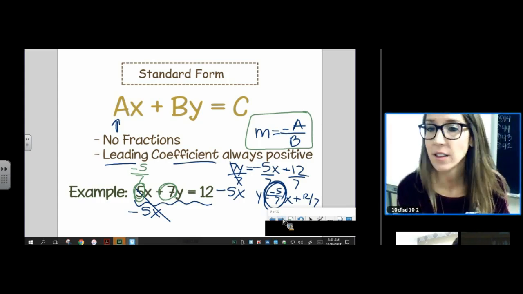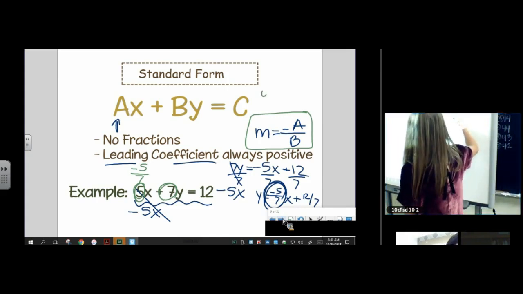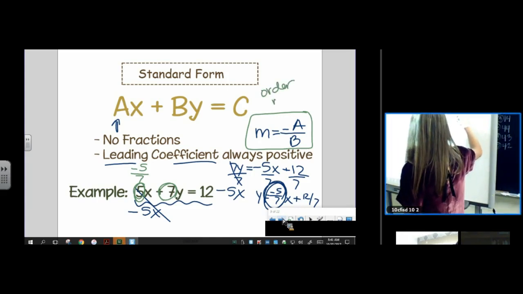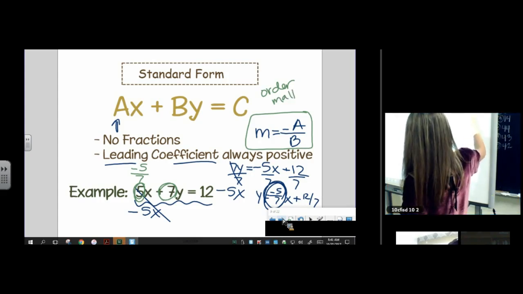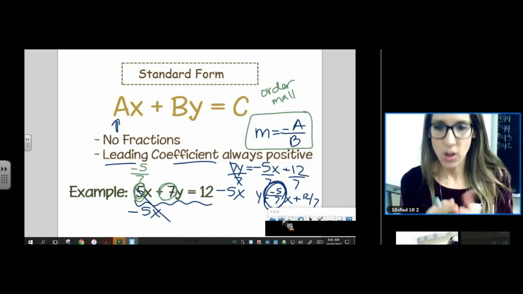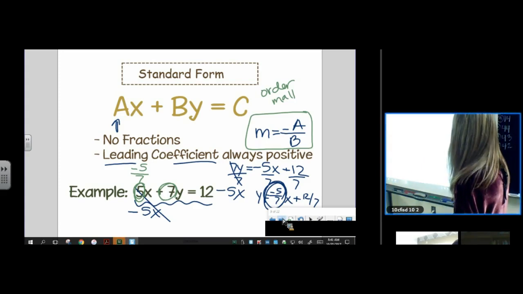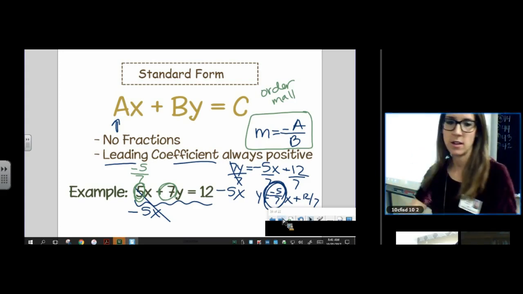B can never be the leading one. Good question. The order does matter. So if you see y first, that's an equation, but it's not in standard form. And my computer is freezing on me.